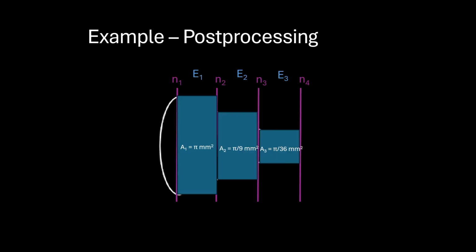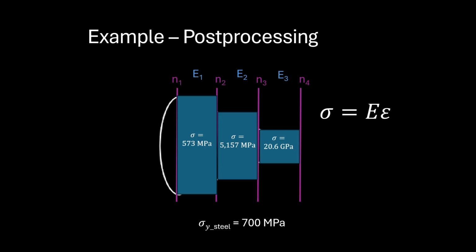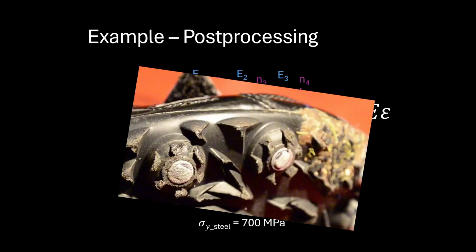Now if we take our elements and break them up and apply our stress equals E epsilon equation, then using the areas of each element, we can calculate our stress to be these values. And I want you to notice that in element 3, we're looking at over 20 gigapascals, not even megapascals. And when you consider a typical yield strength for steel to be 700 megapascals, we're way over that, which explains pretty well why these shoes always had torn up and totally shredded spikes after I would run on them.